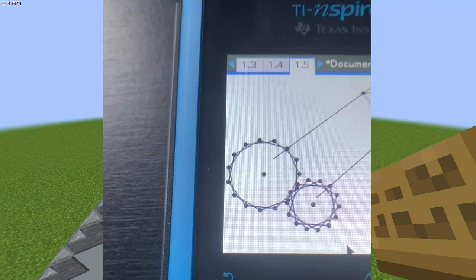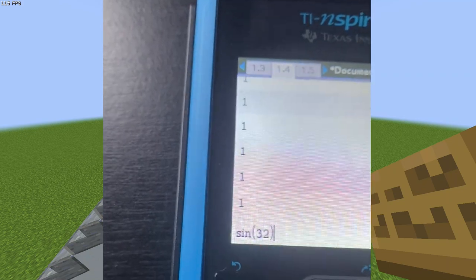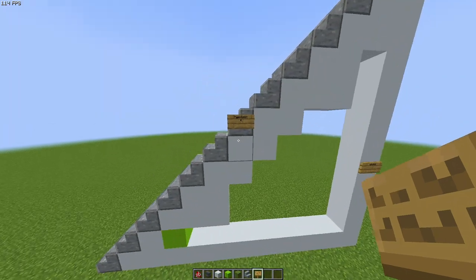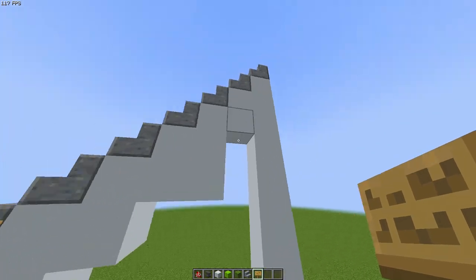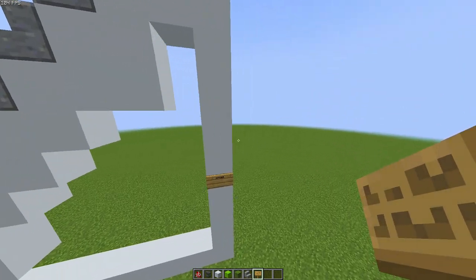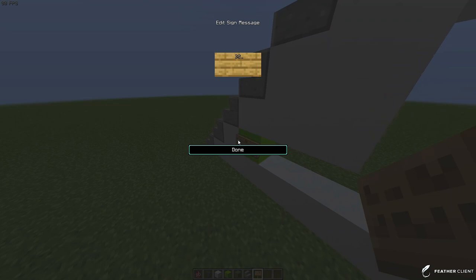Oh, crap. What is that? Nope, go back. Don't look at that, guys. Close your eyes, children. Okay. Sin 32. I totally forgot I needed to get the measurements first, guys. 1, 2, 3. Okay, so the opposite side is 13 blocks long. So we're gonna take this sin 32 right here.